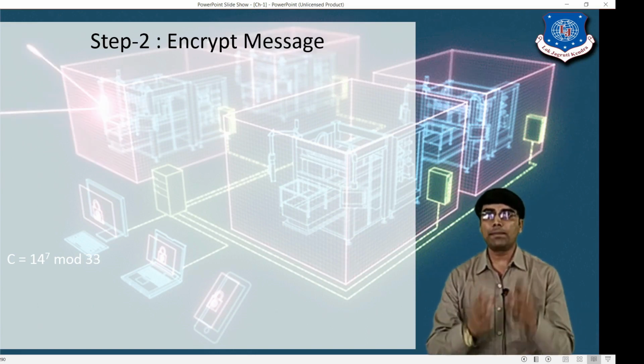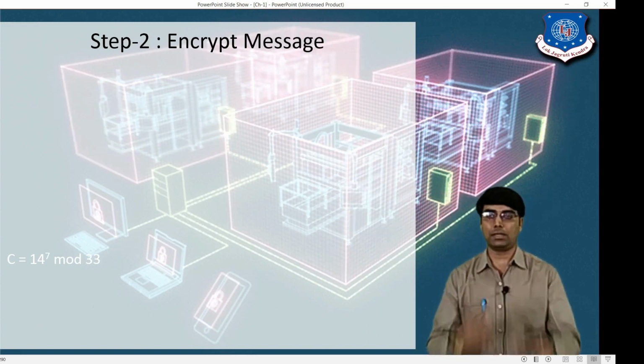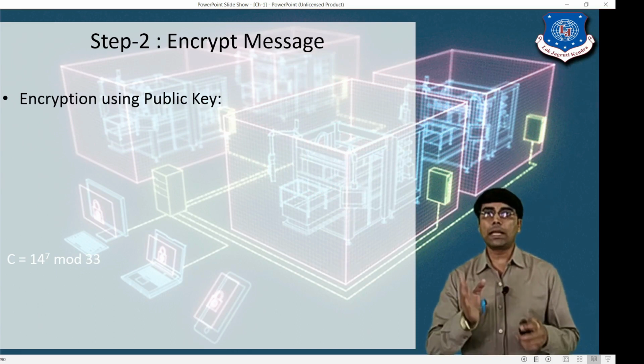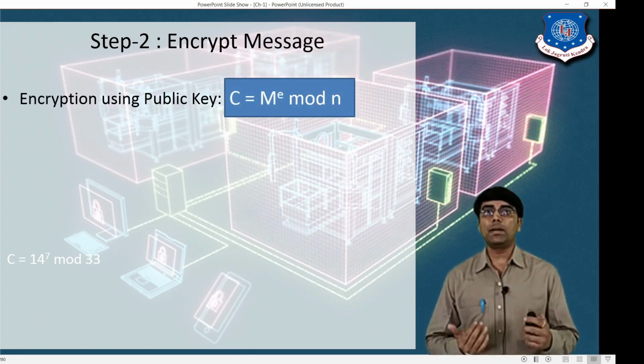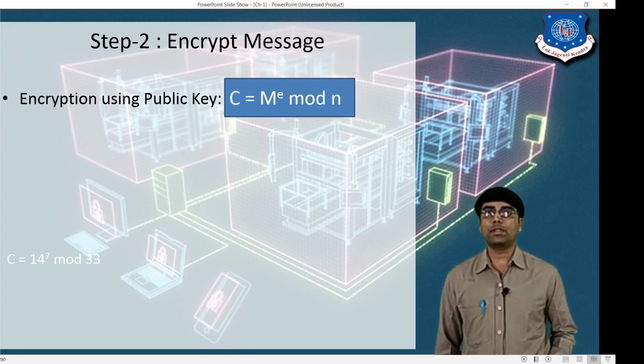Now she wants to encrypt the message. So how? Let's see. The encryption using the public key has one formula to encrypt the message: C equals M raised to e mod n.